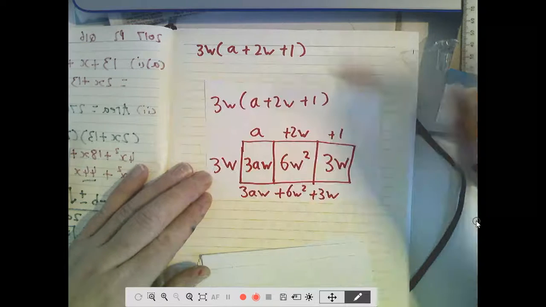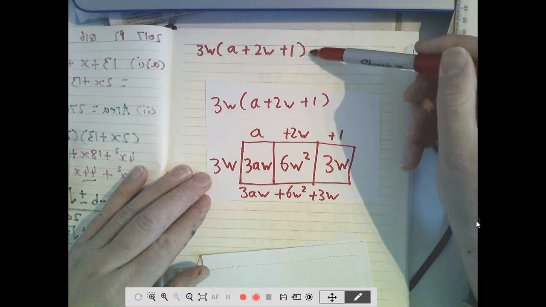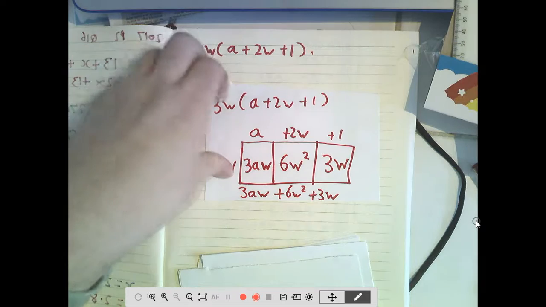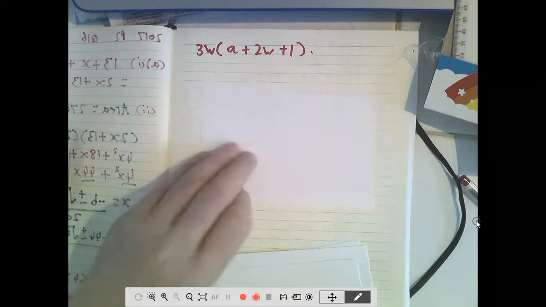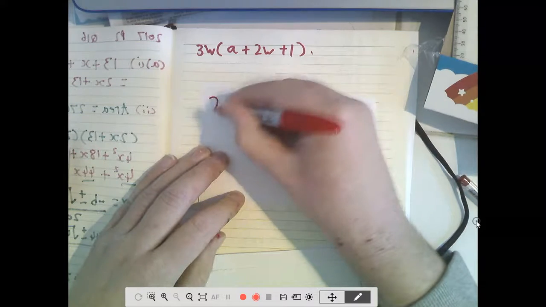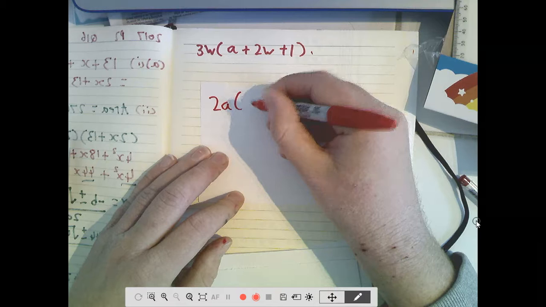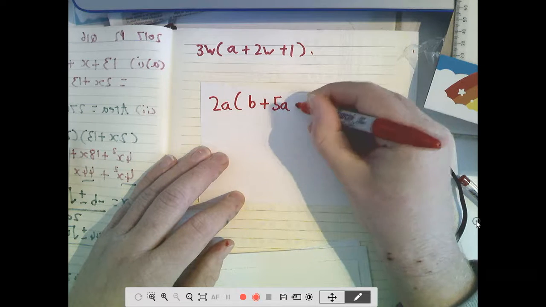Now I did promise at the start of the video that we would get to this, and look how quickly we've come to getting this. This is actually this question we've just done. Why don't we let you have a go? Okay, so let's do 2a, open brackets, we're going to have b plus 5a minus 1.